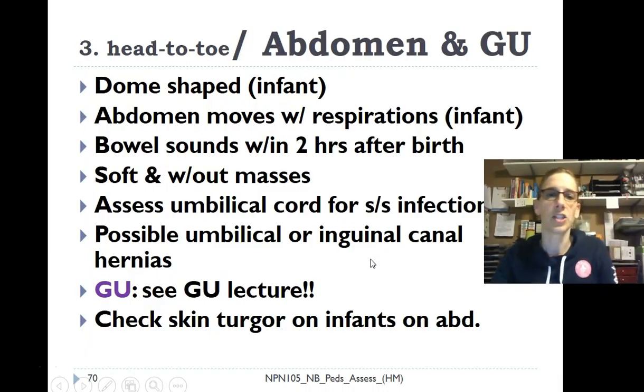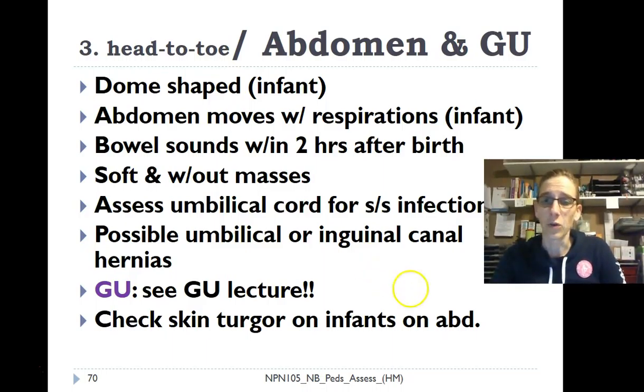Now, abdomen and GU. So the abdomen is obviously very dome-shaped as well for the infant. The abdomen moves with the respirations for infants. Bowel sounds can be heard within 2 hours after birth, and that is part of our routine assessment 3 times a day. We're checking for bowel sounds. The abdomen should be very soft without any masses.